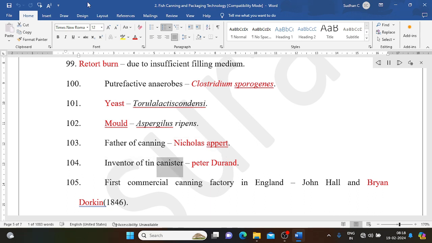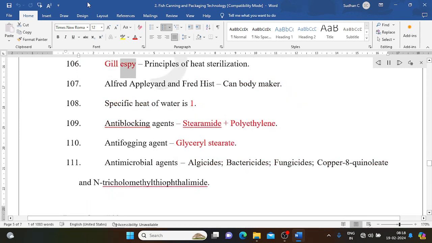Inventor of the tin canister: Peter Durand. First commercial canning factory in England: John Hall and Bryan Donkin, 1846. Gillespie, Principles of Heat Sterilization. Alfred Appleyard and Fred Hirst, can body maker. Specific heat of water is 1.